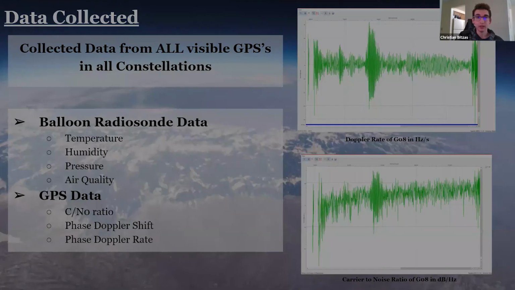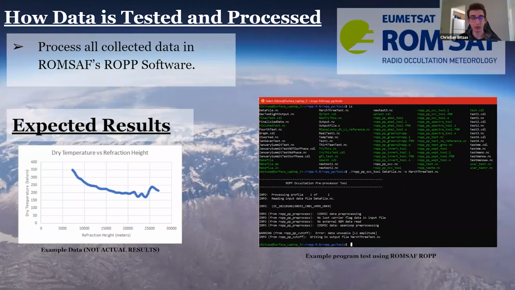With all that data, we threw it into an application called ROPP, which stands for Radio Occultation Processing Package. This was software made by ROM SAF, and they created this package to process radio occultation data between satellites, which is an issue for us because our balloon was so slow moving and we relied on the GNSS satellite occulting and not the low Earth orbiting satellite, which in our case is a balloon. Because of this, we did have errors with our processing.